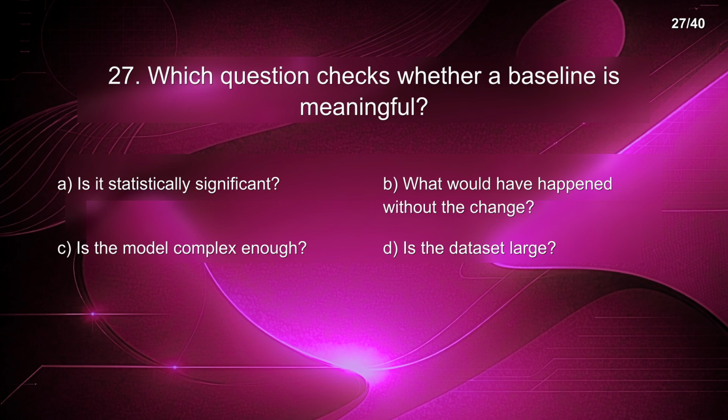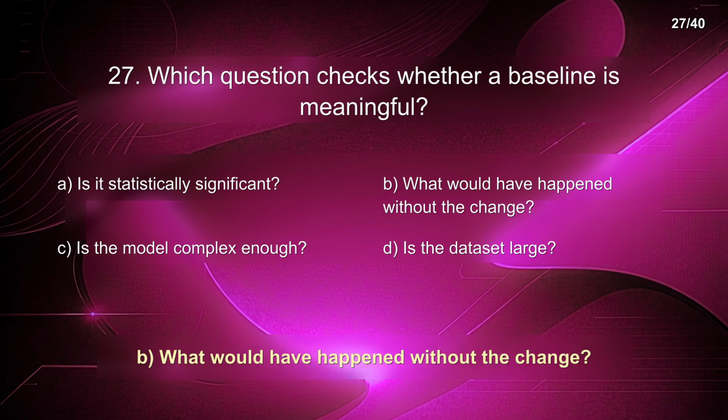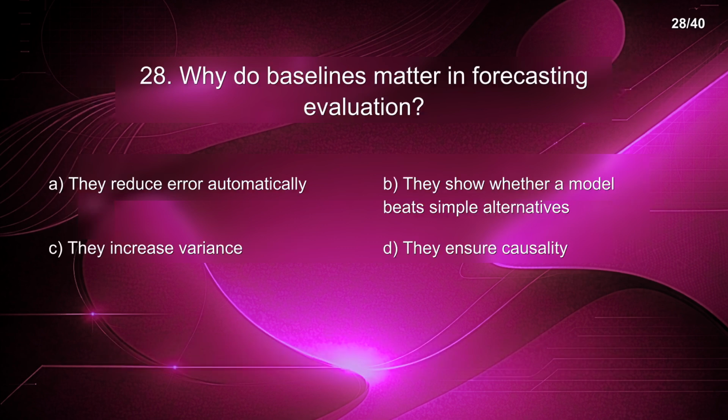Correct answer is B. What would have happened without the change? 28th question. Why do baselines matter in forecasting evaluation? A. They reduce error automatically. B. They show whether a model beats simple alternatives. C. They increase variance. D. They ensure causality.